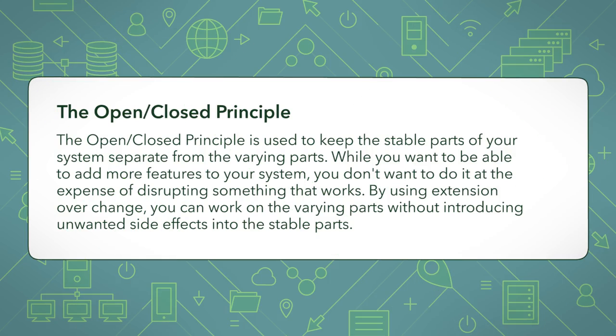The open-closed principle is used to keep the stable parts of your system separate from the varying parts. While you want to be able to add more features to your system, you don't want to do it at the expense of disrupting something that works. By using extension over change, you can work on the varying parts without introducing unwanted side effects into the stable parts. Varying parts of the system should be kept isolated from each other.